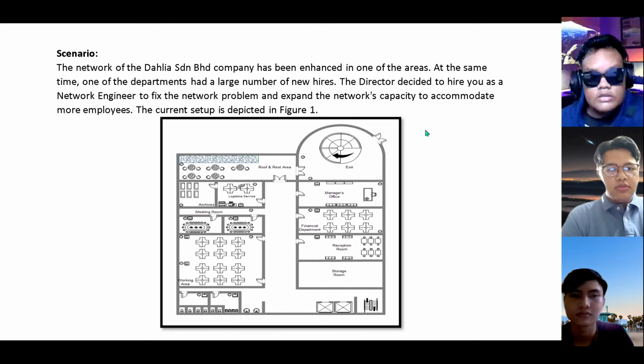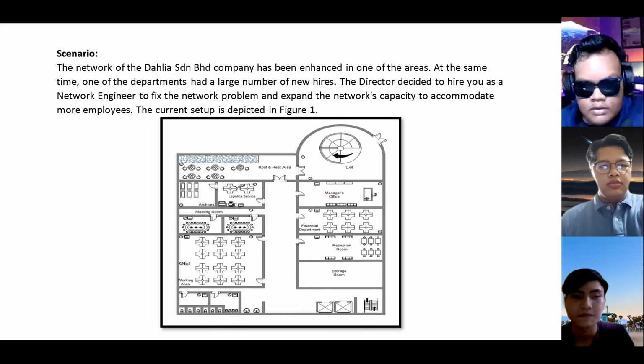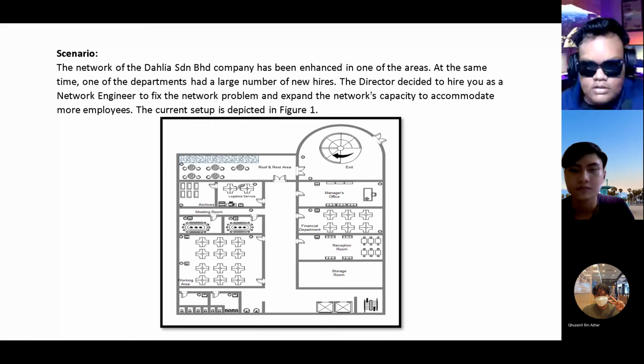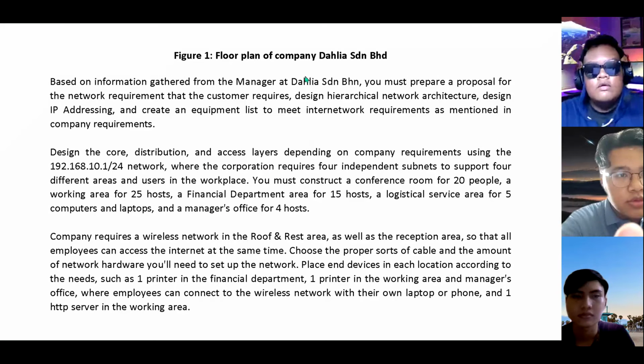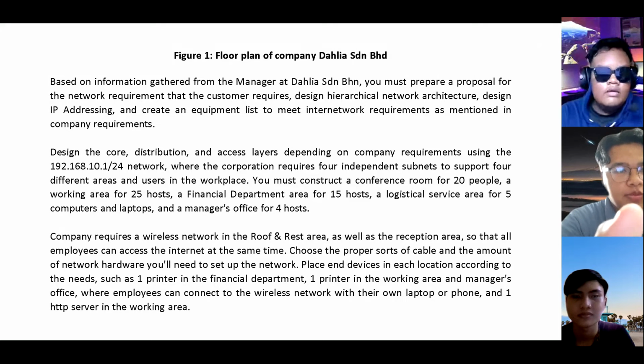Okay, kita boleh lihat gambar rajah di sini. Ada roof and rest area, ada logistics service, archive, meeting room, working area, financial department, manager office, reception room and storage room. Figure 1: Floor plan of the company Danial Berhad.